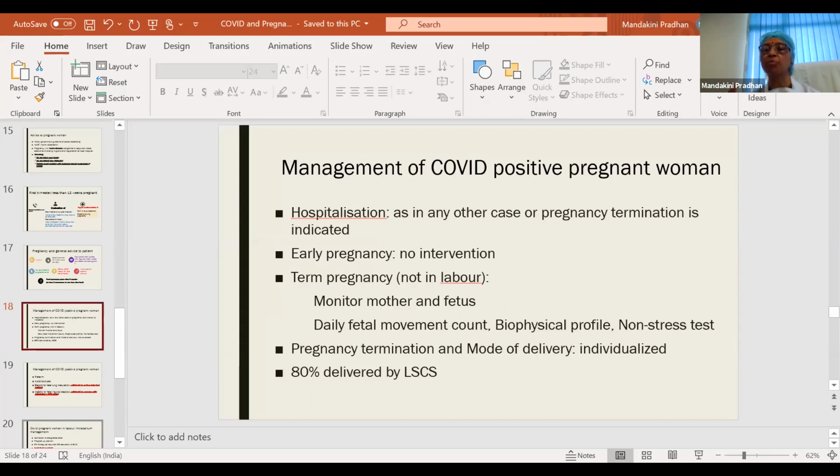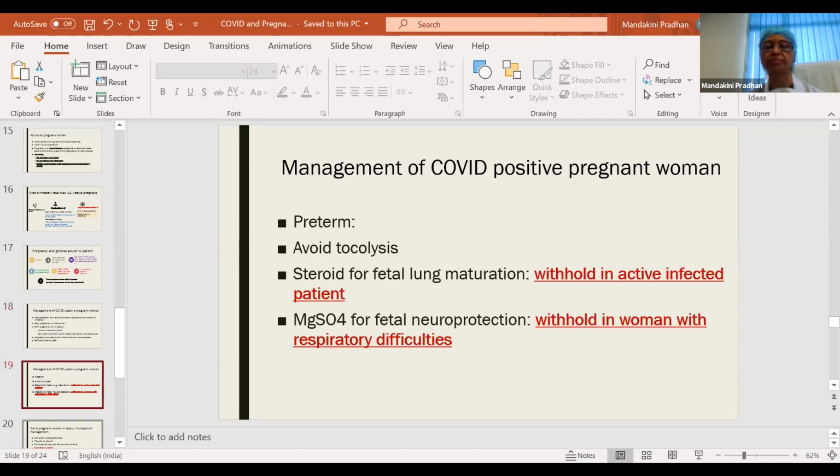Pregnancy termination and mode of delivery is individualized. One report says that 80% of these COVID patients land up having a cesarean section. So there should be a limited number of internal examinations and a high degree of preparedness for doing a cesarean section in such women. That doesn't mean all pregnant COVID positive patients need cesarean section. They can have normal delivery, and many of them have delivered normally.